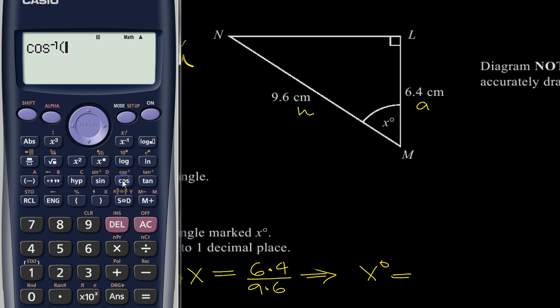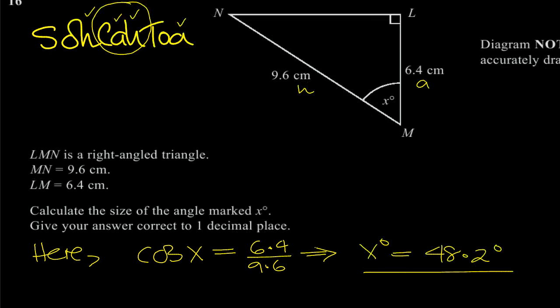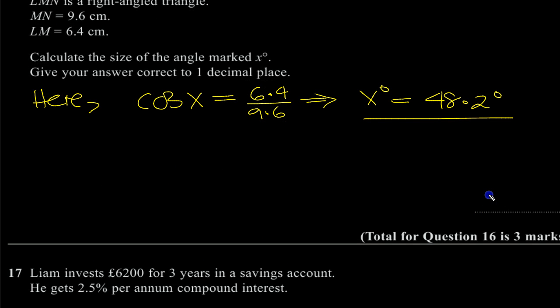Inverse cos, shift cos. 6.4 over 9.6, isn't it? Close the bracket, inverse cosine. 48.2 to 1 dp, 48.2 degrees. So x degrees, x is equal to 48.2 degrees.